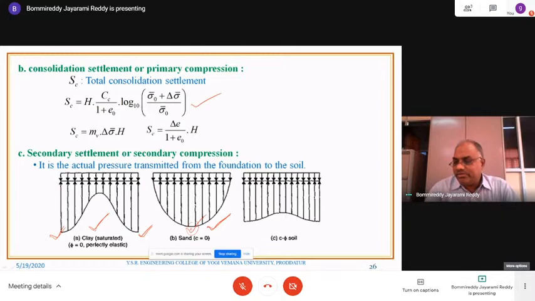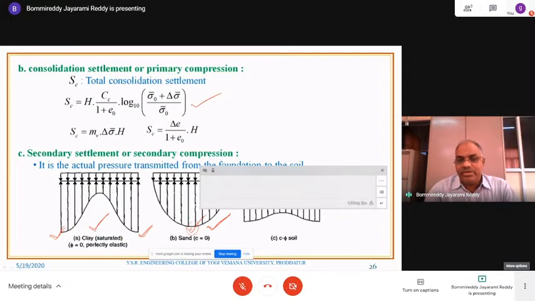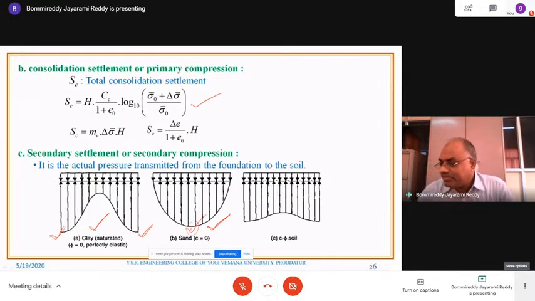So this is the associated pressure diagram for clay soils. When a footing is resting on clay soil, pressure need not be uniform. The minimum intensity of stress on the soil will be at the middle center, and the maximum at the outer level. And in case of sandy soils, the maximum intensity of pressure is at the center, and almost zero intensity of pressure at the edges.